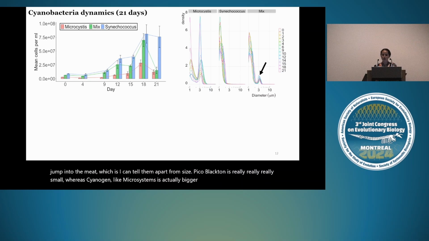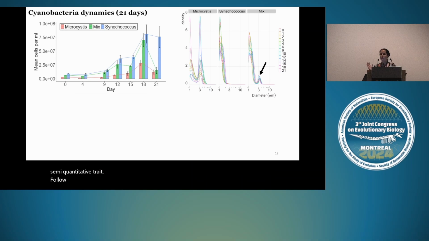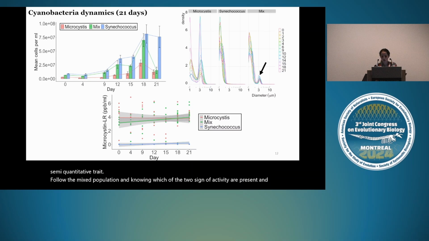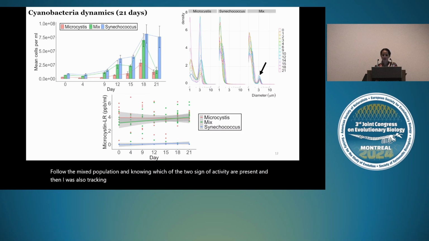So if I use a Coulter Counter Multisizer, what I can tell is that this bigger peak around 3 micrometers in diameter has to be the Microcystis, whereas the Synechococcus has to be smaller. So I have a semi-quantitative trait to follow the mixed population and know which of the two cyanobacteria are present. And then I was also tracking the toxicity. The Synechococcus was never toxic. And then the mix actually presented similar toxicity to just the toxic strain.